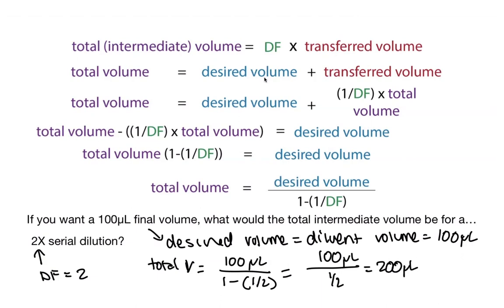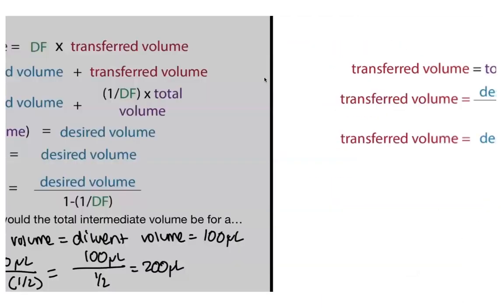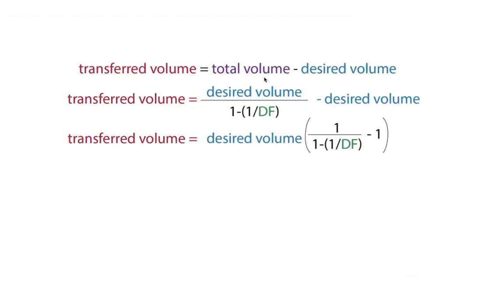Sometimes it's really helpful to figure out the total volume because you need to make sure that you're not going to overflow your tube. So if, say, you had 1 mil and you were mixing it with 1 mil, you'd have 2 mils final, and that wouldn't fit in your 1.8 milliliter centrifuge tube. So you need to figure out how high your volume is going to go so that you don't overflow your tubes. Now, how much are you actually going to transfer, though?